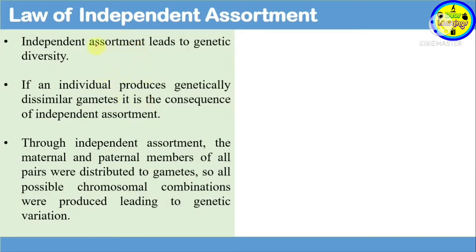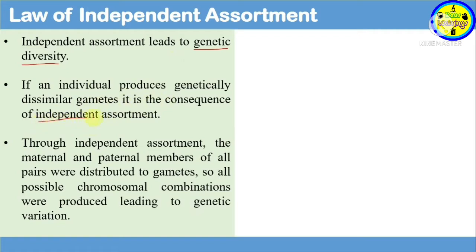Because of this independent assortment, this leads to genetic diversity. For example, a parent can have 4 kids and each kid is different from one another. Why? Because of the independent assortment of different alleles from one another. Therefore each child is different from the other child. If an individual produces genetically dissimilar gametes, it is a consequence of independent assortment.